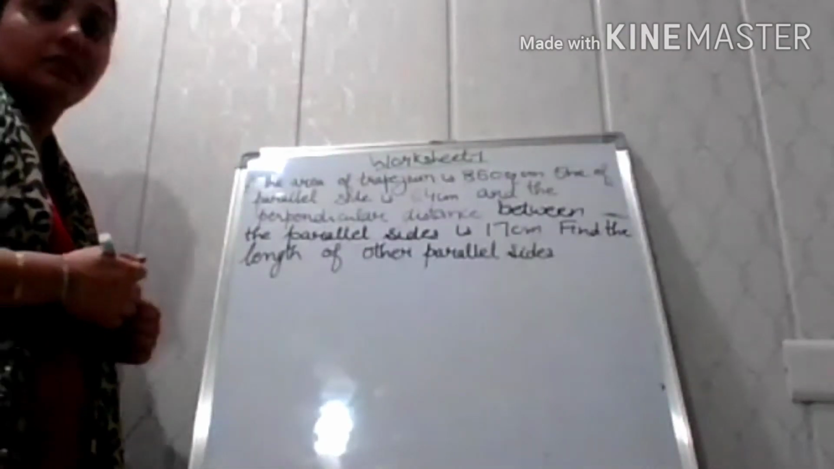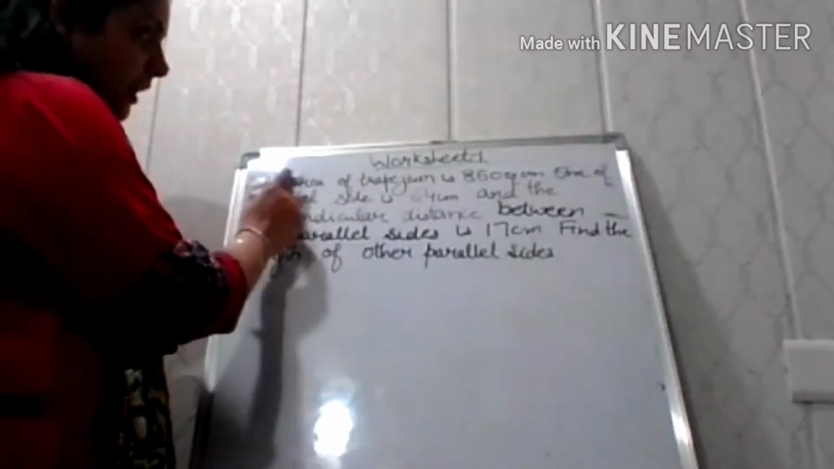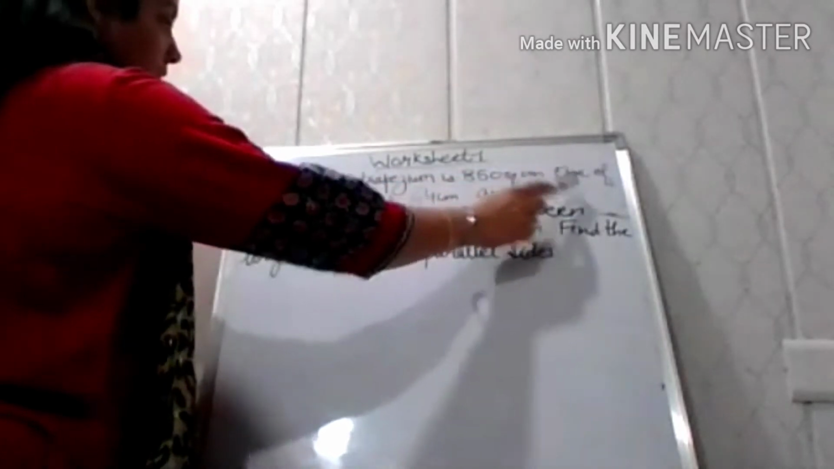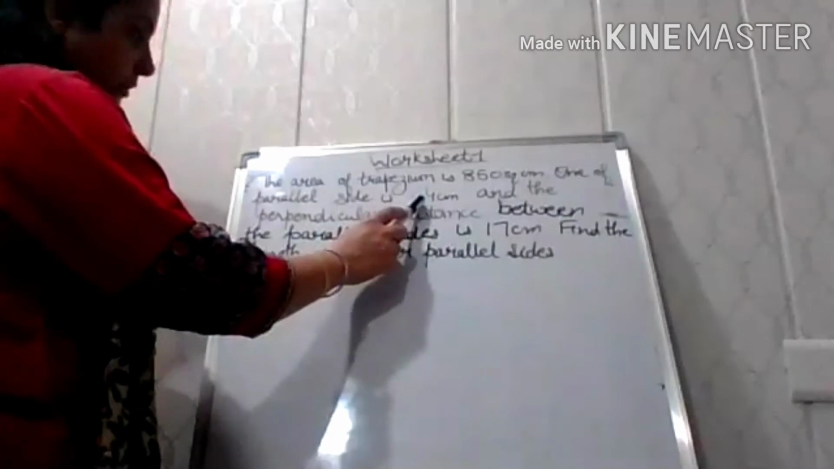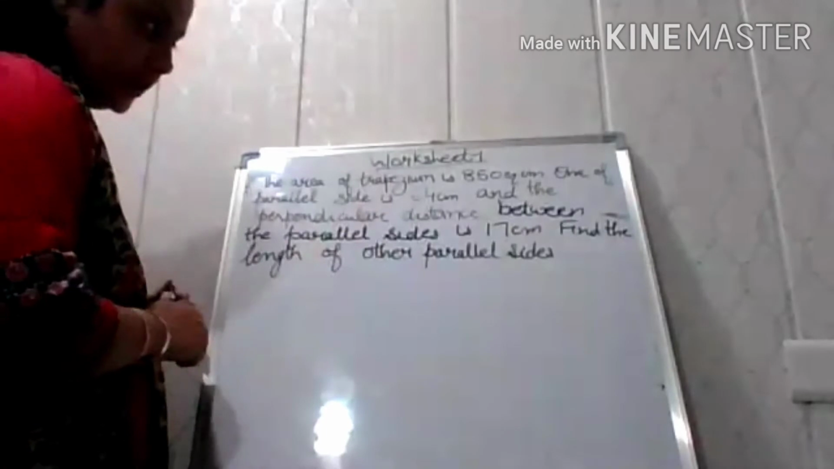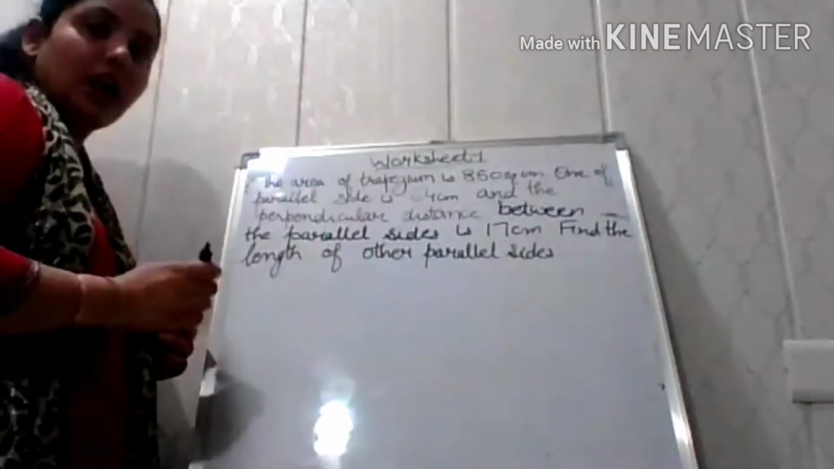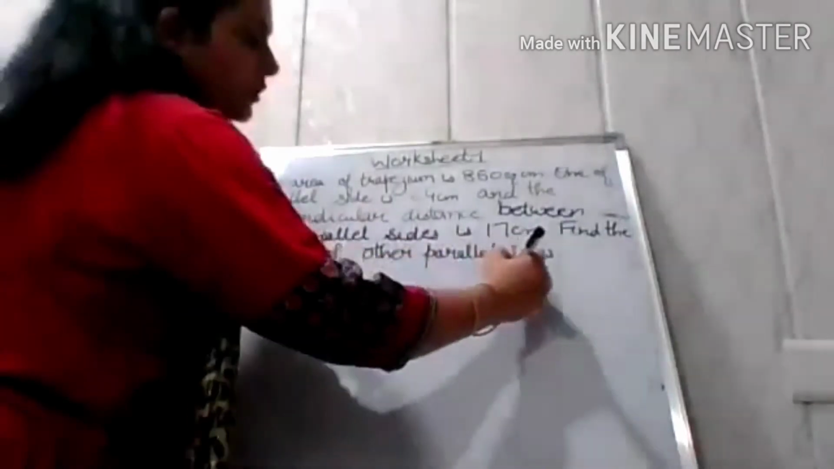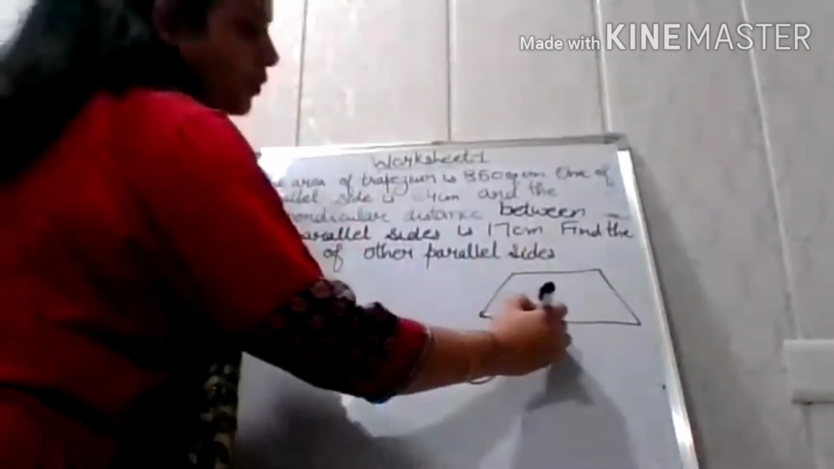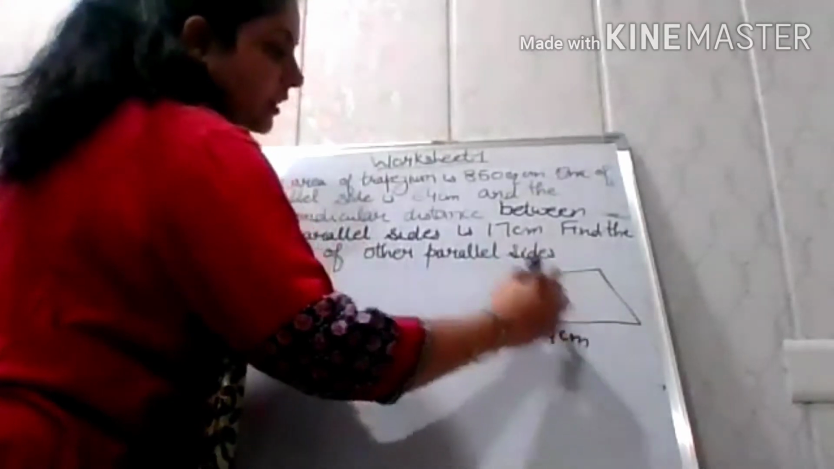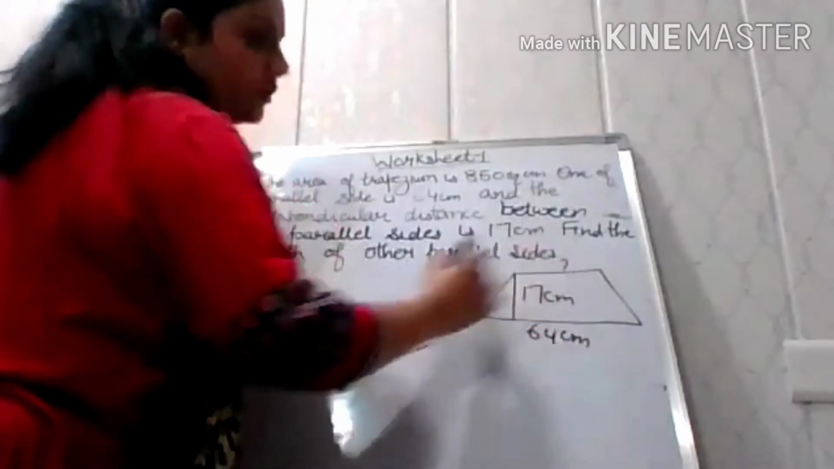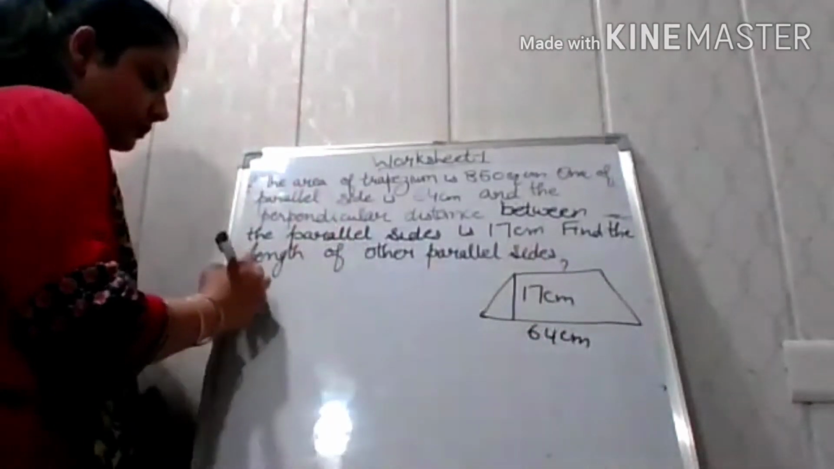Let us solve the next sum. The area of a trapezium is 850 square centimeter. One of the parallel sides is 64 centimeter and the perpendicular distance between the parallel sides is 17 centimeter. Find the length of the other parallel side. How can we do? We draw a simple trapezium. Here they have given one side is 64 centimeter and the distance between the two sides is 17 centimeter. This side you have to find. Area they have given you.